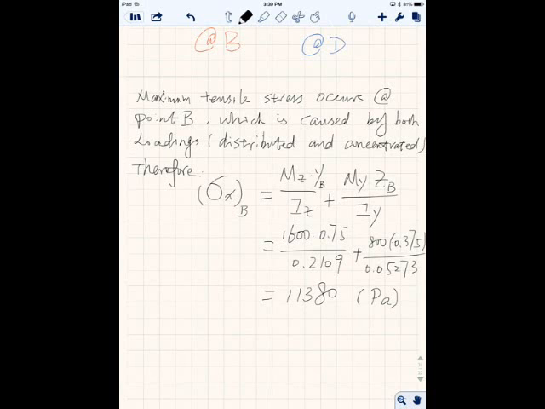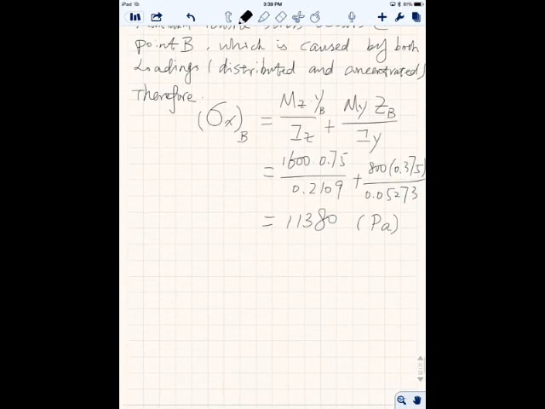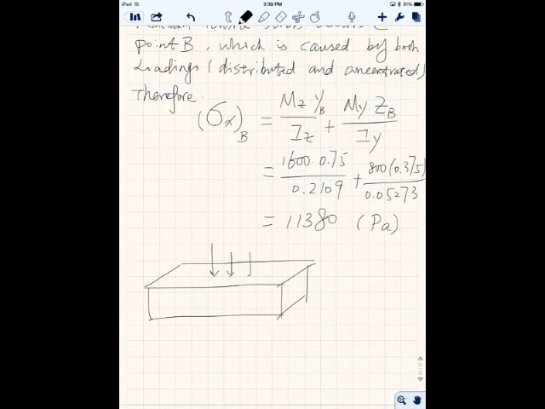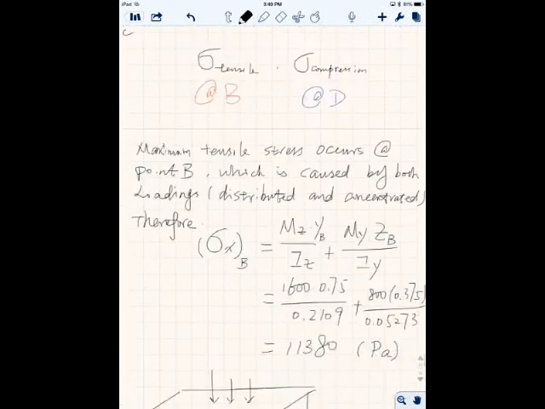Okay, so here's one thing I want to mention. Now, for the distributed load, once you push it down, you are going to have tensile stress on the point B over here, right? Let's see, I'm at ABCD. Okay.